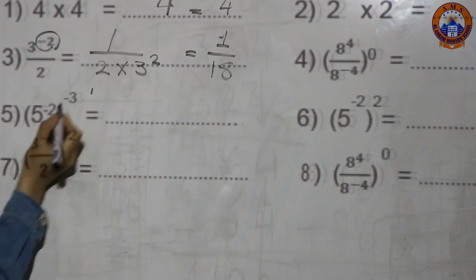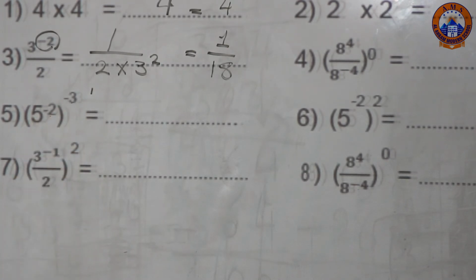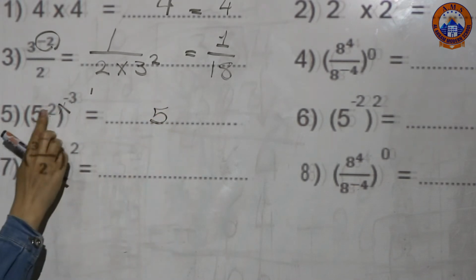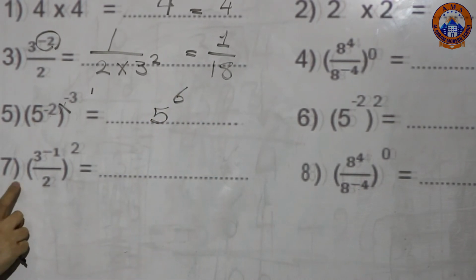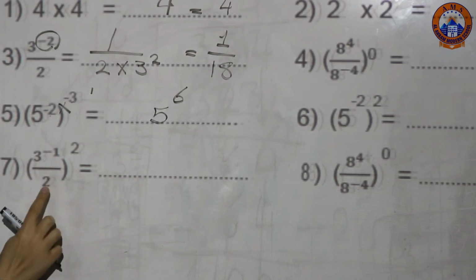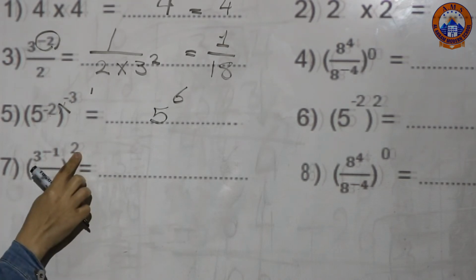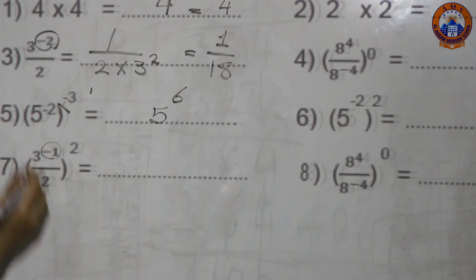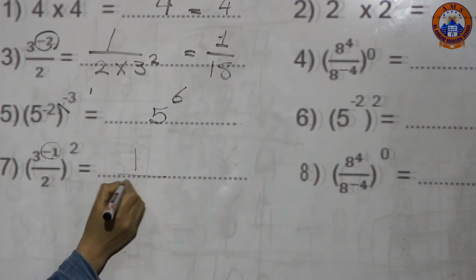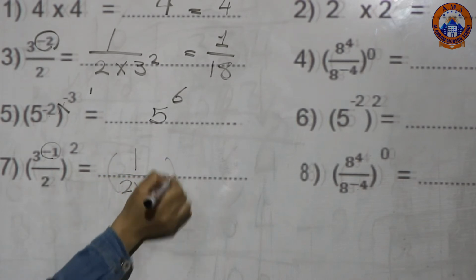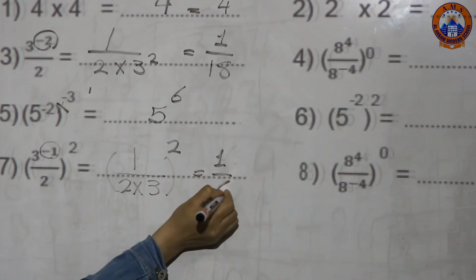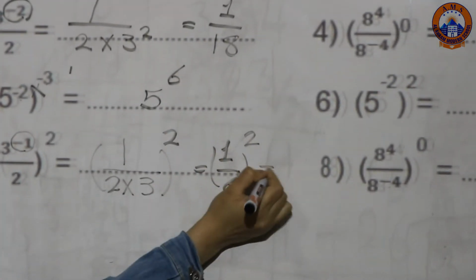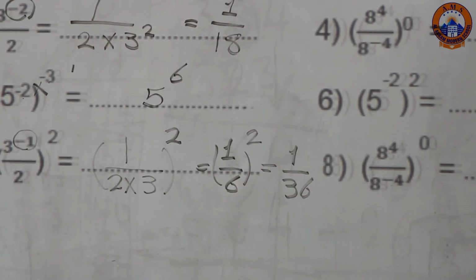5 to the power negative 2, all to the power negative 3. You have 2 powers, so you have to multiply them. It will be 5 to the power negative 2 times negative 3, which equals 5 to the power 6. Exercise number 7. You have 3 to the power negative 1 over 2, all to the power 2. You have only the negative power here, so put it down. It will be 1 over 2 times 3, all to the power 2. It will be 1 over 2 by 3 equals 6, all to the power 2. It will be 1 over 36.